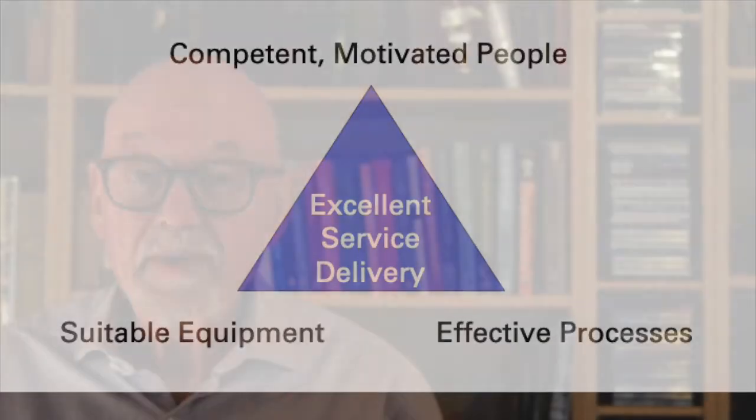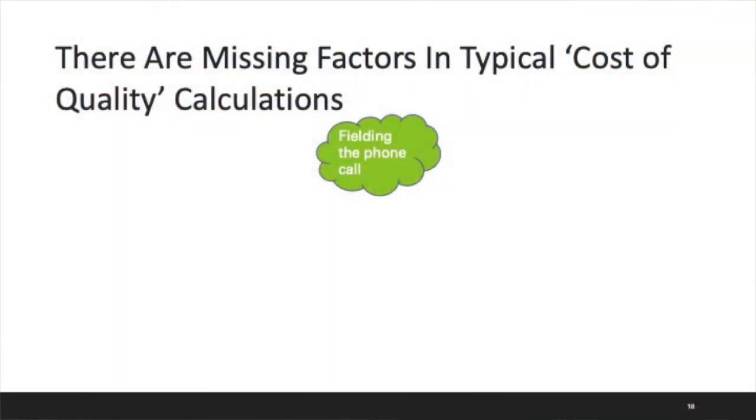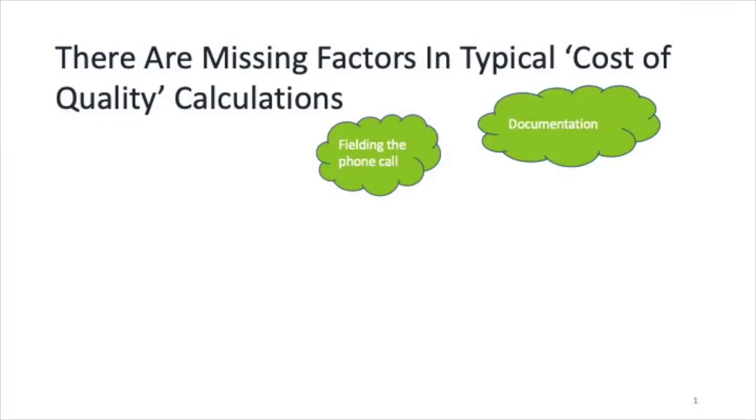I mentioned missing factors in the typical cost of quality calculations. You might also refer to it as the cost of poor quality. One thing that often gets missed is fielding the phone call. You might forget to add in costs related to documenting the failure.